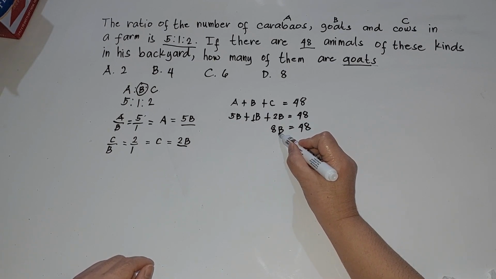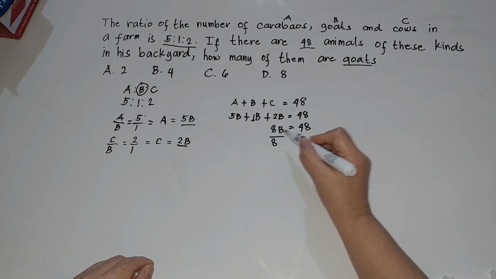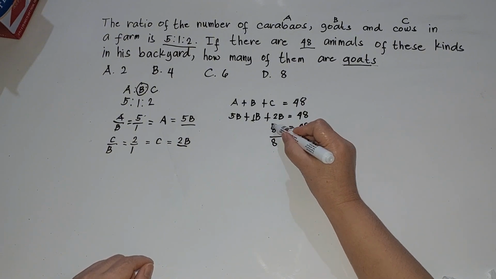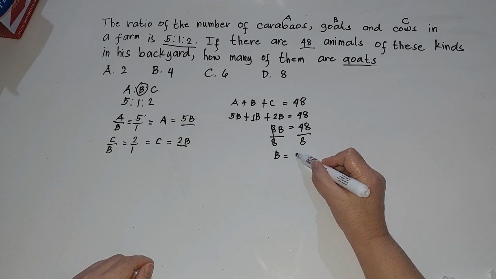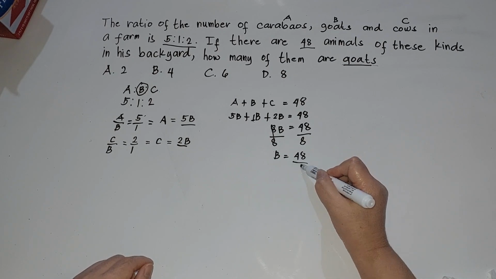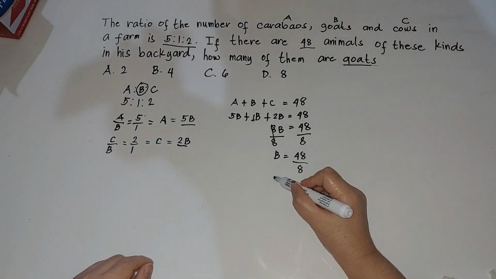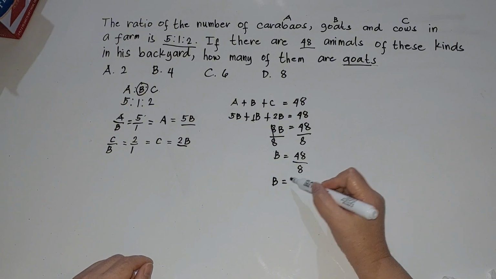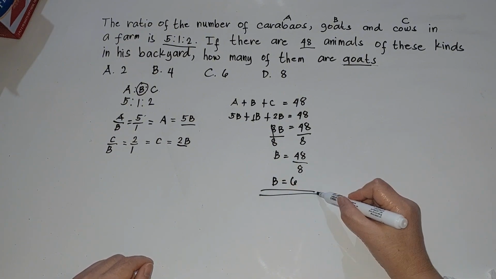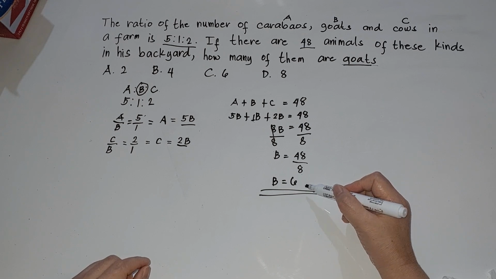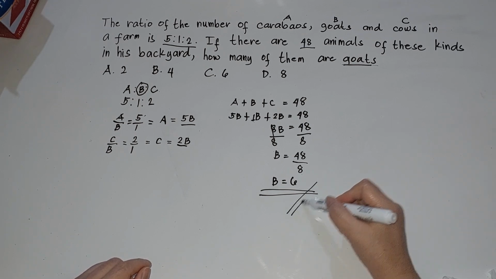So we will divide both sides by 8 so we can cancel this. B now is equal to 48 over 8. B is equal to 6. Therefore, there are 6 goats in his backyard.